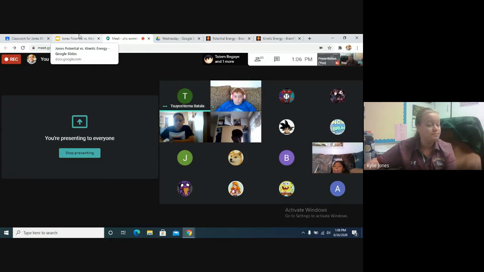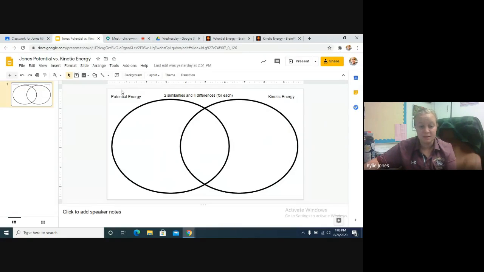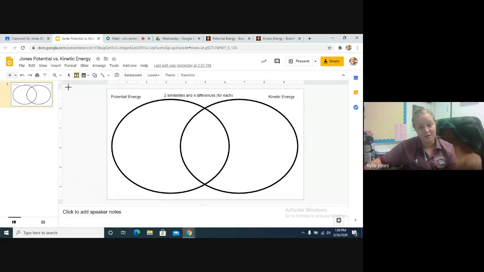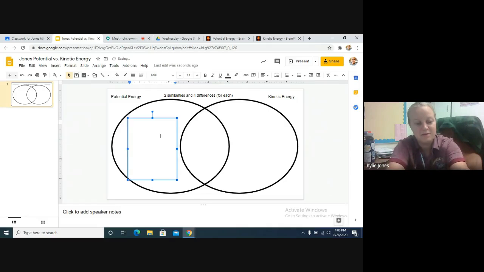Okay? So let's look at our Google Slide. In order to write in here, because we can't type in it yet, what you need to do is add a text box. You go to the top where it says Insert, and you click on it. The second one down says Text box. If you click on that, you can draw a text box in there and start typing.